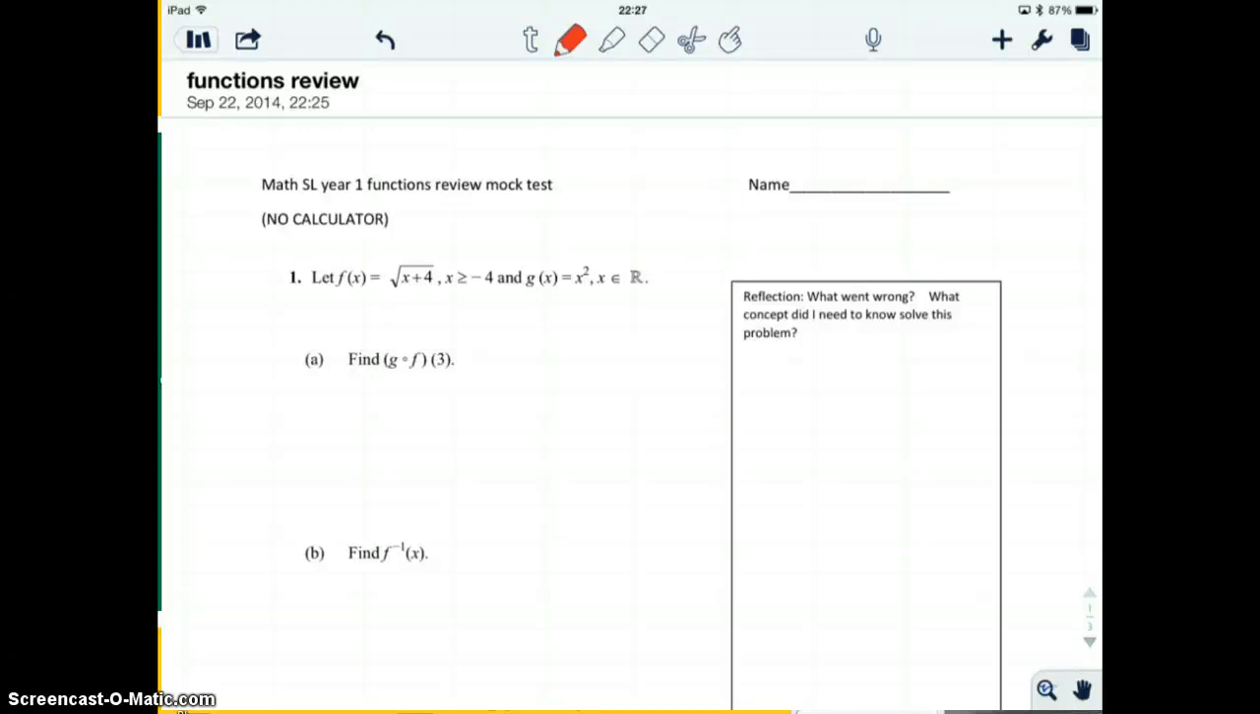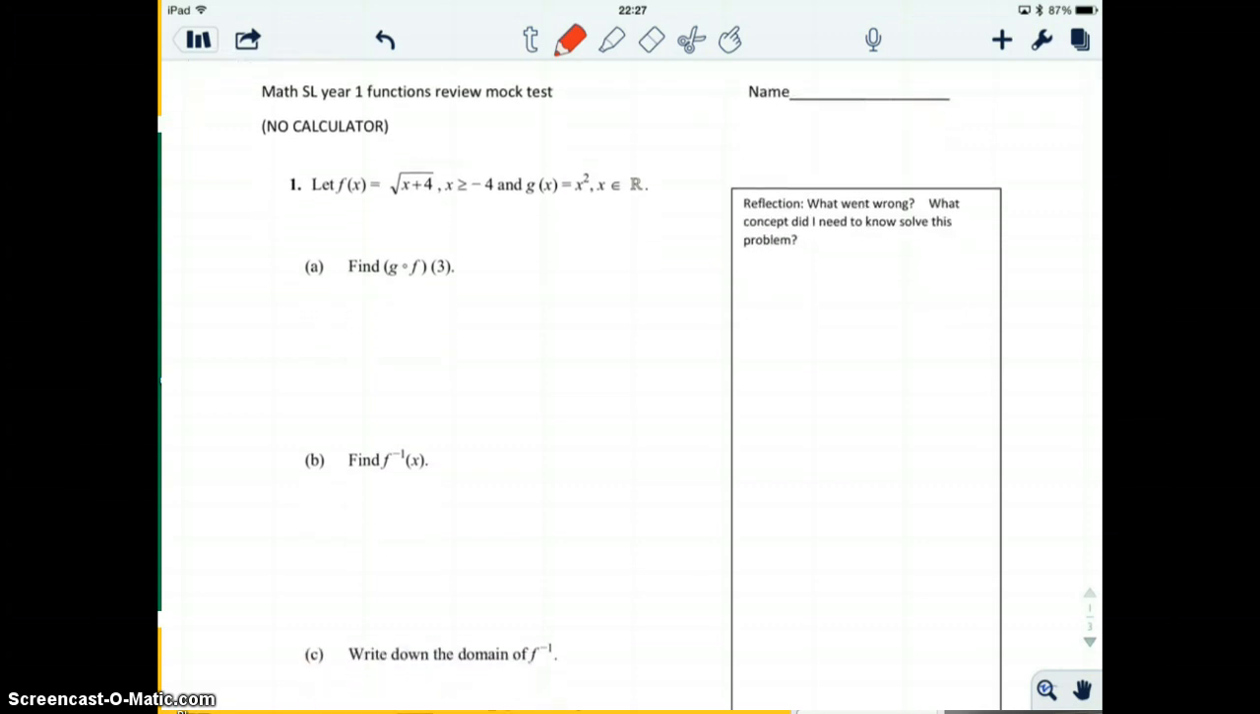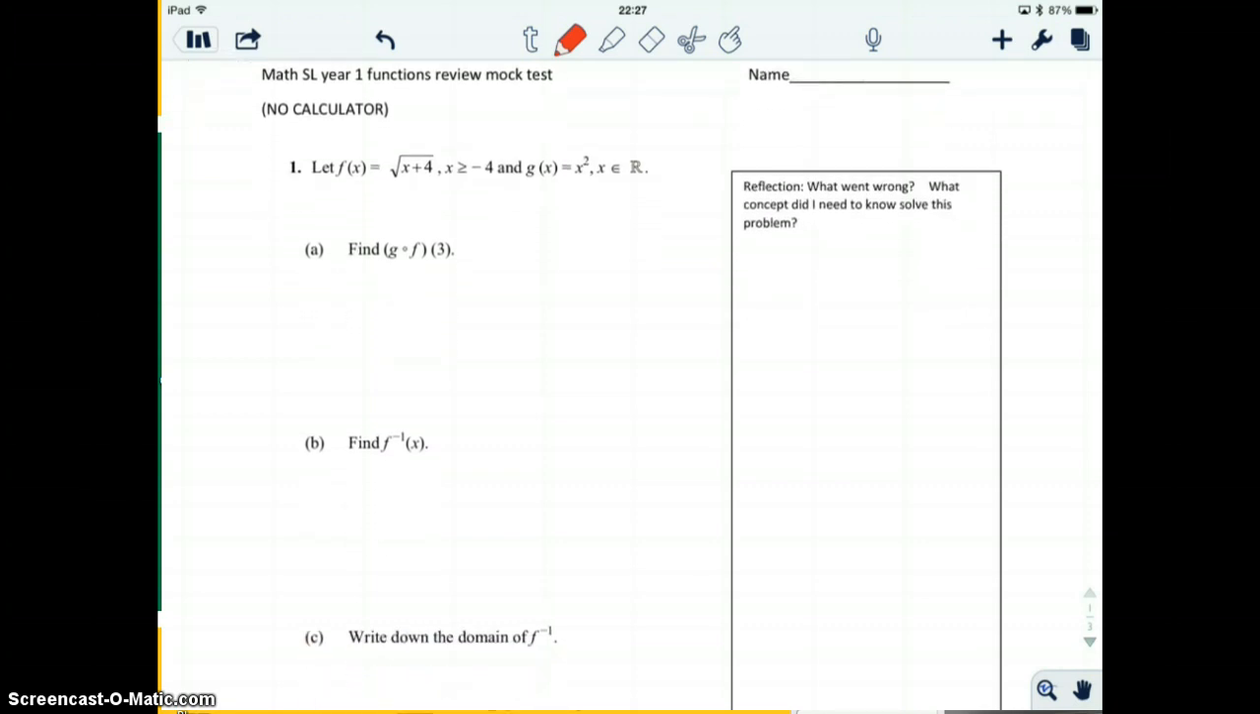Math SL functions review mock exam solutions. On this exam, you can't use a calculator. Number one, let f of x equals square root of x plus 4, where x is greater than or equal to negative 4, and g of x equals x squared. X is all the real numbers.